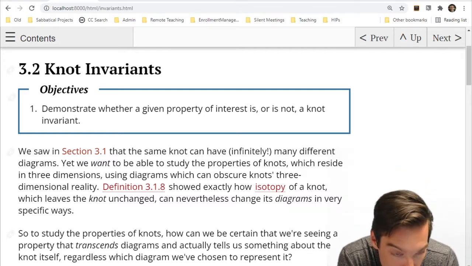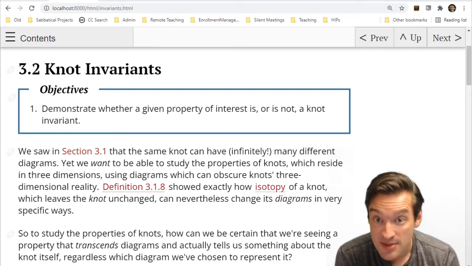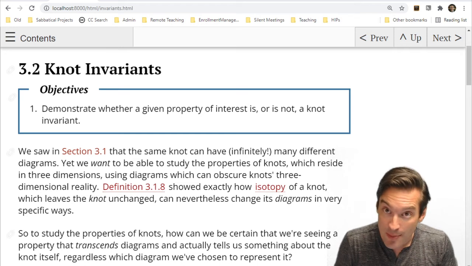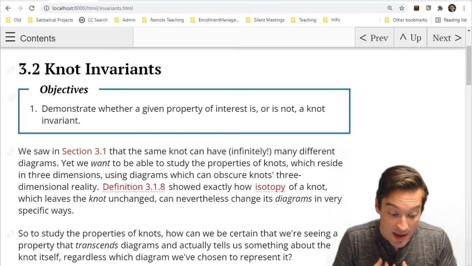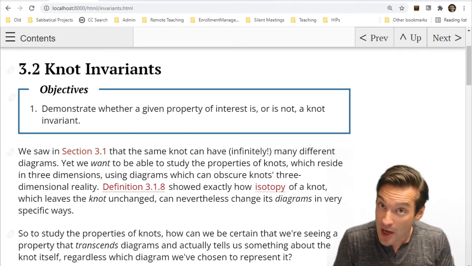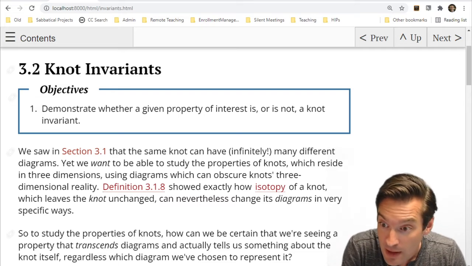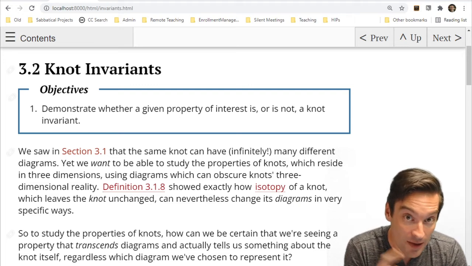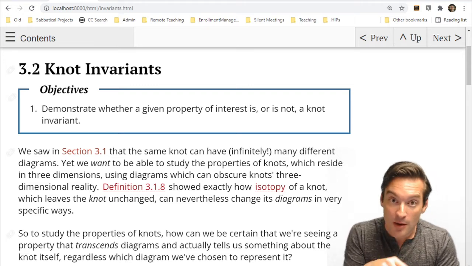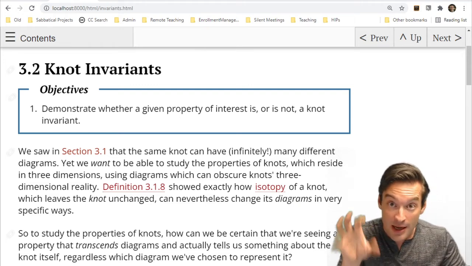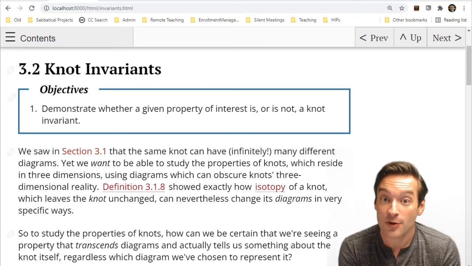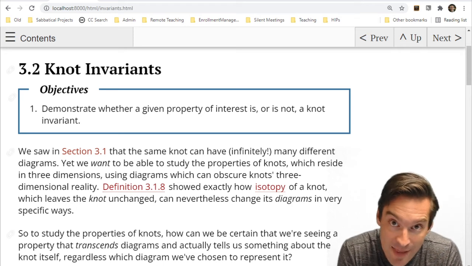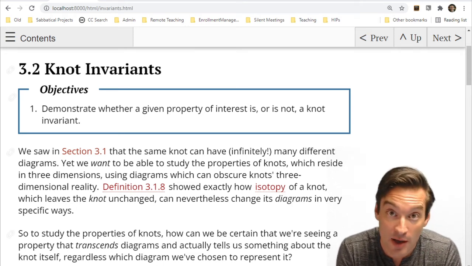So if you claim that your diagram is telling me something about the knot that it represents, then that property that you're describing had better be something that doesn't depend on which diagram of that knot that you gave me, right? If you and I have two different diagrams of the same knot, then whatever property you're claiming is a property of the knot, we had better be able to agree upon that property in our two different diagrams. All of the different diagrams for a knot have to tell the same story. And that's how we know that we're talking about a knot invariant.